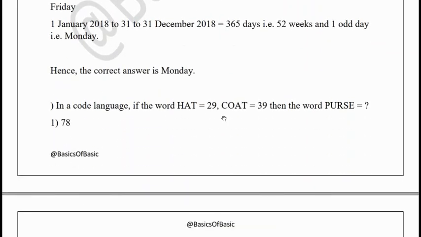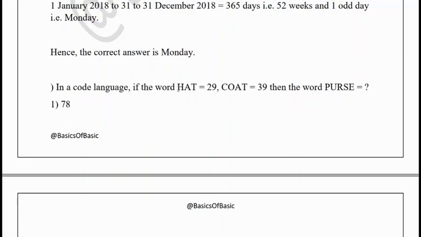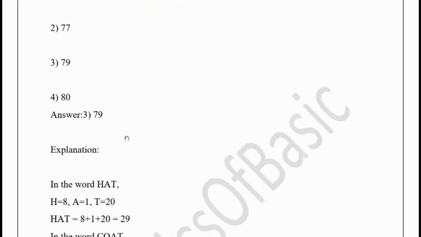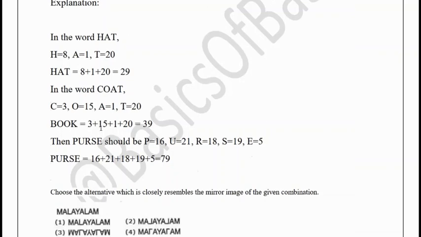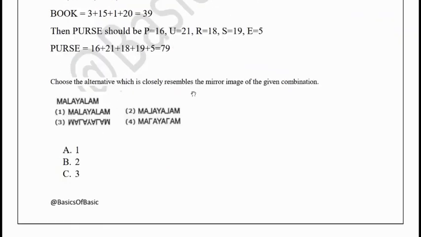In a code language, hat is written as 29, coat is 39. So it is nothing but the numbers for each letter will be added, and they will be given. For coat also they will give. For example, C will be written as 3, A as 1, and O and T, and everything will be added to get 39. Okay, like that you need to find it for purse. As I said, you need to know the number for each and every letter, which is important not only for this exam but almost all exams. Which of the following closely resembles the mirror image of the given combination Malayalam?